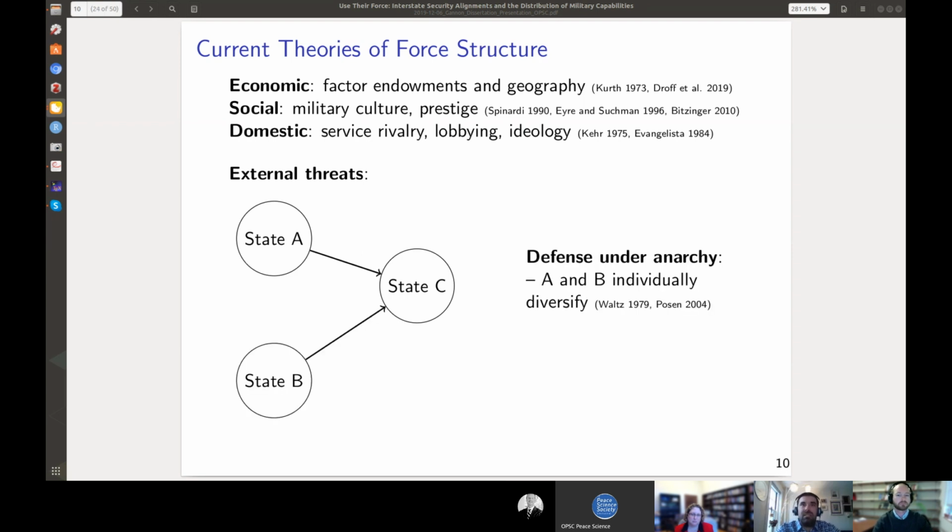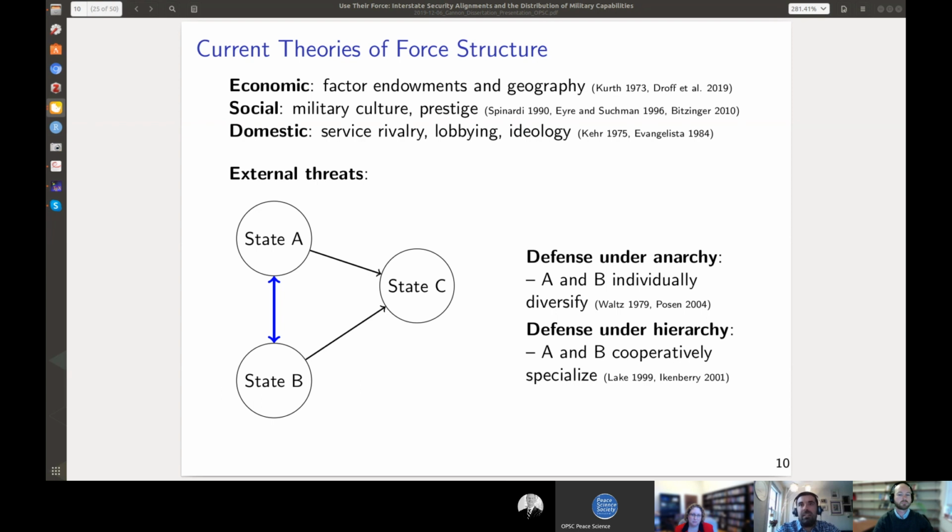Now, if we add another state, State B, that also faces a threat from State C, there are two different things that could happen. States A and B, who are both facing a threat from State C, under the defense under anarchy assumption, will still do the same thing. They will individually diversify their military portfolios, thinking I can make myself best off by making sure that I just have all my bases covered. The defense under hierarchy assumption would assume that the efficient and smart thing for these states to do is to cooperatively specialize. We both have a common interest in having the same enemy, so let's each build different things, and with our powers combined, we still have this.